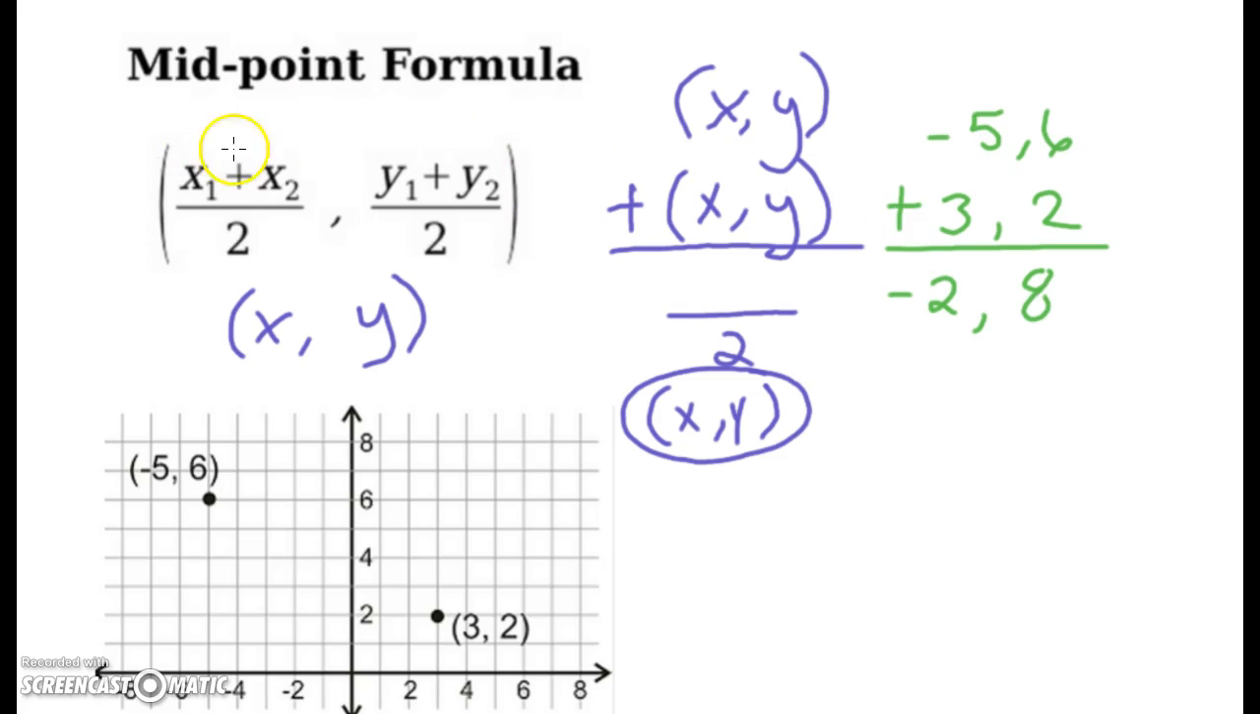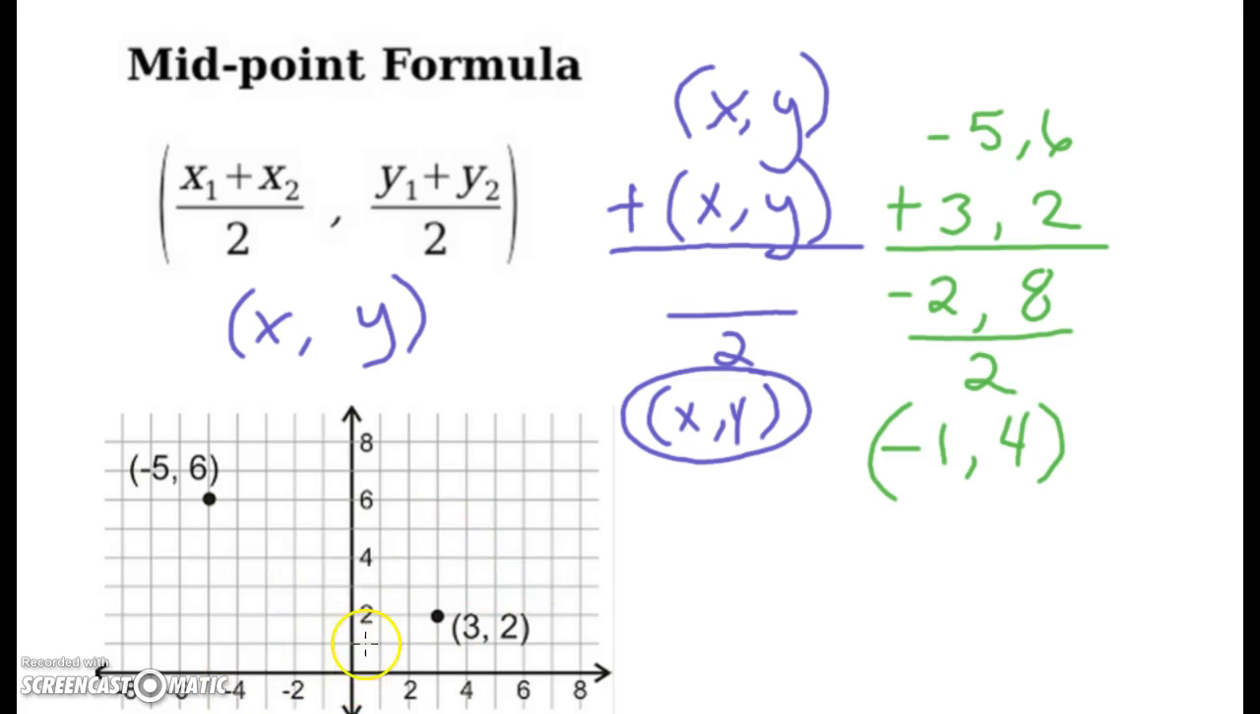All right, so what did we do in the midpoint formula? Well, we added the things together and then we divided by 2. So let's do that over here. We divide by 2. -2 divided by 2 is -1, and 8 divided by 2 is 4. This is our midpoint.